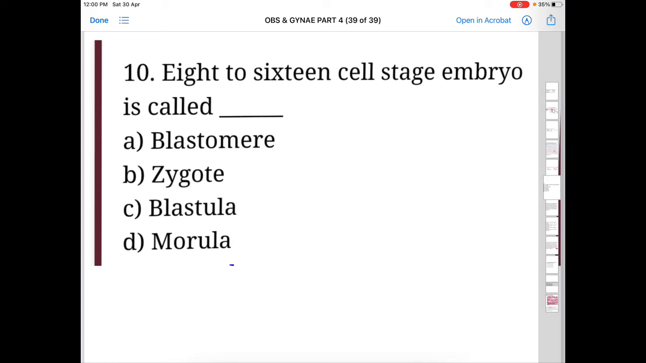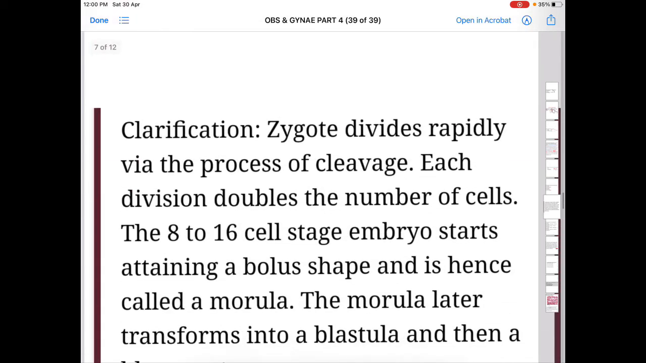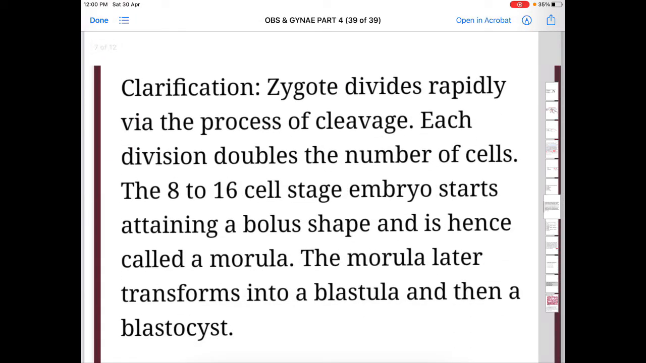Next question. 8 to 16 cell stage embryo is called A, blastomere, B, zygote, C, blastula, D, morula. The correct answer here is D, morula. The zygote divides rapidly via the process of cleavage. Each division doubles the number of cells. The 8 to 16 cell stage embryo starts attaining a mulberry shape and is hence called a morula. The morula later transforms into a blastula and then a blastocyst. Please remember, first morula, then blastula, and then finally a blastocyst.